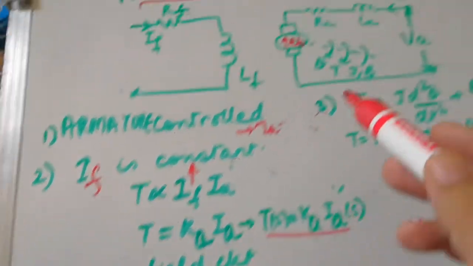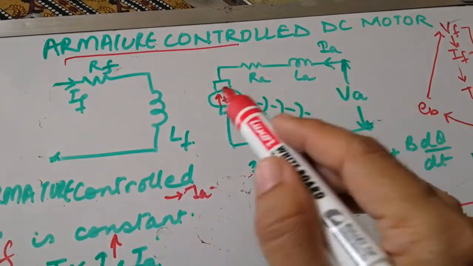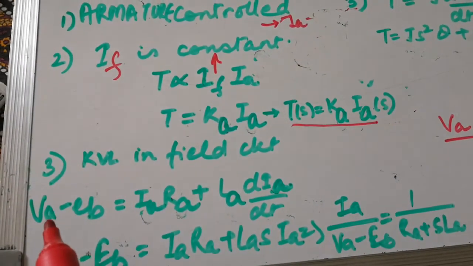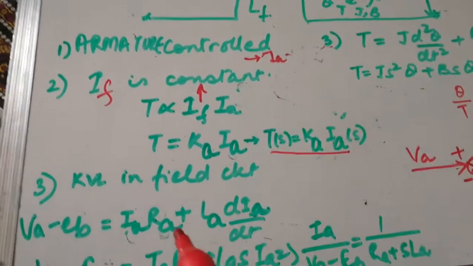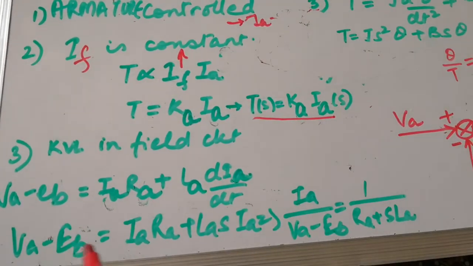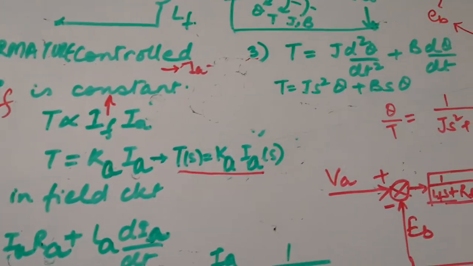Now KVL in this circuit: we have VA, and EB always opposes VA. So we have the equation VA minus EB equals the same thing that we did before, but in terms of armature components. So VA minus EB will be this thing, and here we have got our second equation.